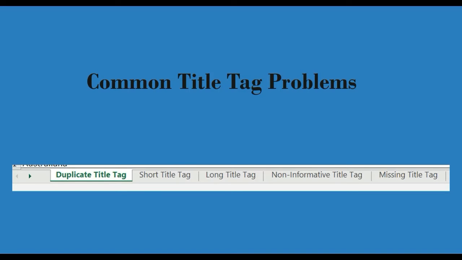Okay, so now we will talk about the common title tag problems. Just like the meta descriptions, they almost have the same issues: the duplicate ones, the short, the long, non-informative, which means there are no details in it. You cannot get anything from that, so you have to optimize that. And the missing title tag. They will not know about your branding. They will not know about the product that you are promoting.